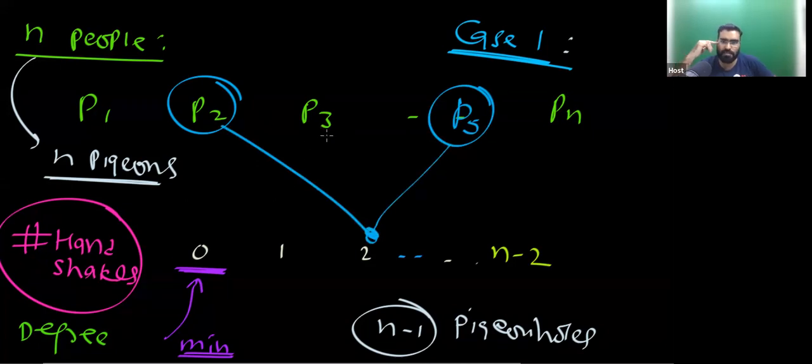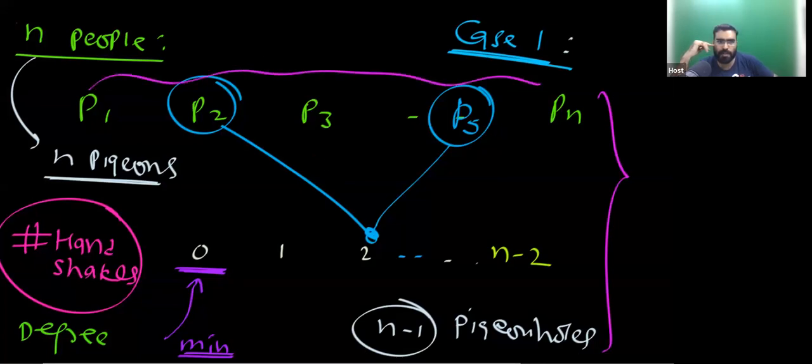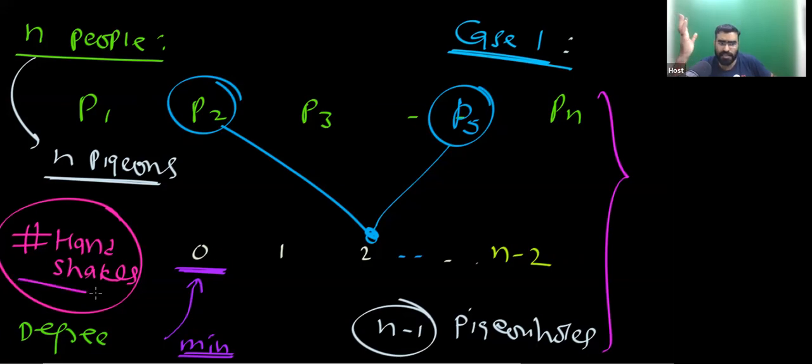Is this proof interesting? Are you finding the pigeonhole principle interesting? See, these are the people in the party. In the party, there are n people. Now, you can guarantee that at least 2 people will have the same number of handshakes, that is, at least two people will have the same degree. Degree means number of handshakes. Very simple.